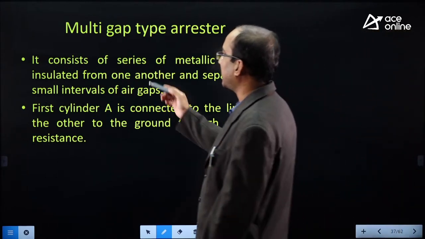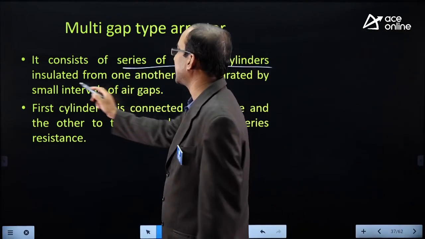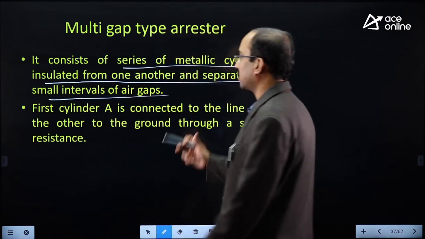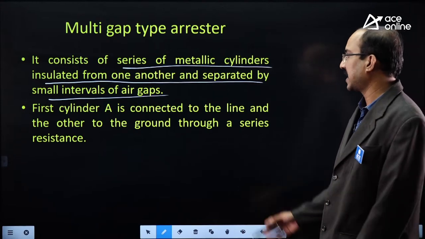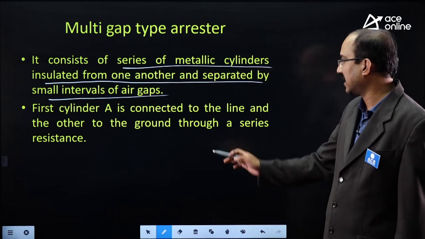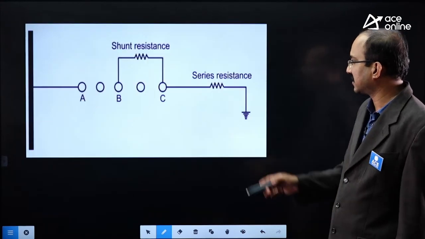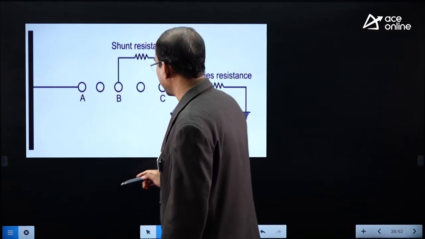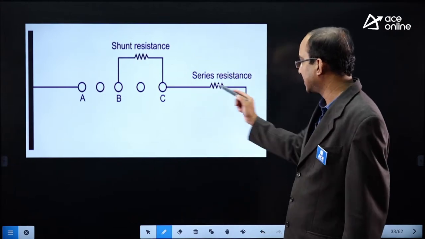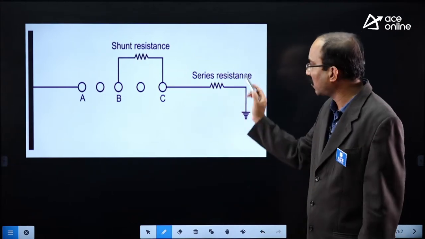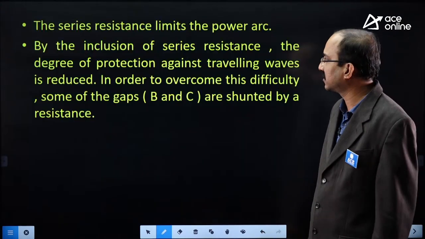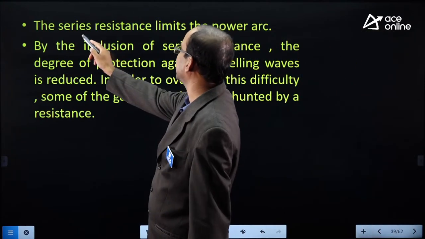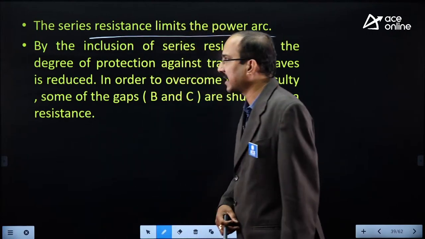If you observe, it consists of a series of metallic cylinders insulated from one another by small intervals of air gap. One is connected directly to the line and the other is grounded through series resistance. Cylinder A is connected to the line that is to be protected, and cylinder C is grounded through the series resistance. The purpose of the series resistance is that it limits the power of the arc.